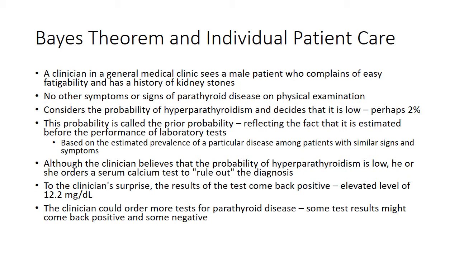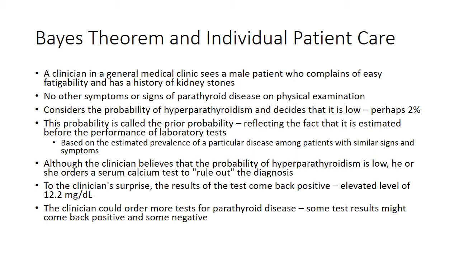And so we want to go ahead and try to rule out the diagnosis. We can do that first off with a pretty cheap lab test. Here we're going to check our calcium. So we're going to go ahead and order calcium to rule out the diagnosis of hyperparathyroidism. To your surprise, the results come back positive. The guy has an elevated calcium of 12.2 milligrams per deciliter. So now the question is, okay, should I just start to do a bunch of other tests? Should I check a PTH level? Should I do this and that? And you're going to find that some come back positive, some come back negative.